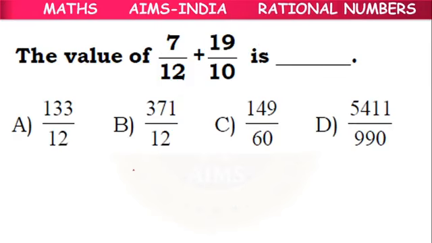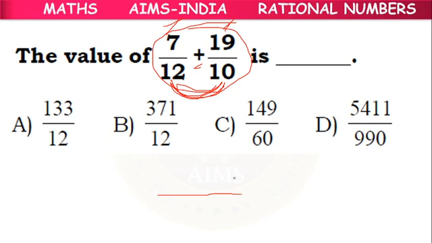Okay children, next. The values of two rational numbers are there. We have to find their sum, means we have to add both of them. But they have different denominators. So what do we have to take? We have to take the LCM of 12 and 10.